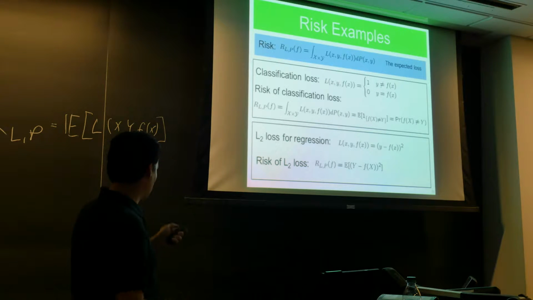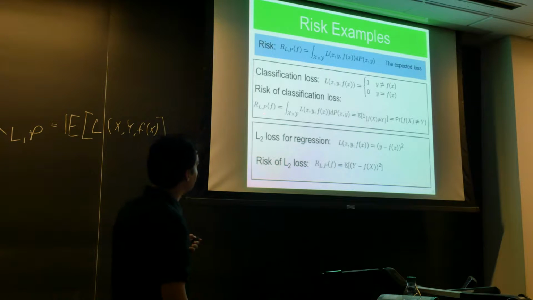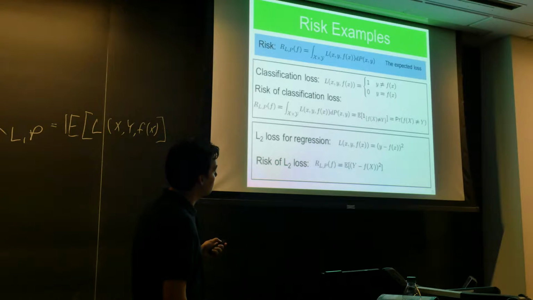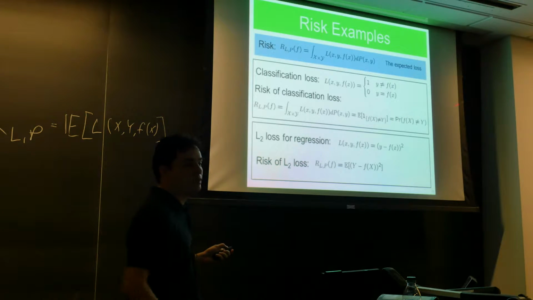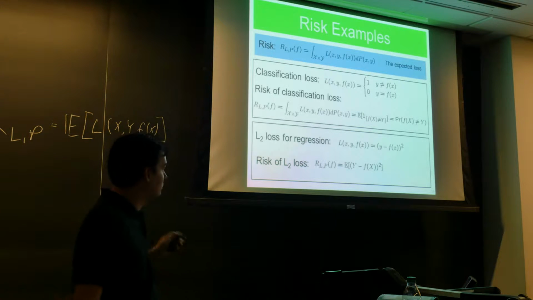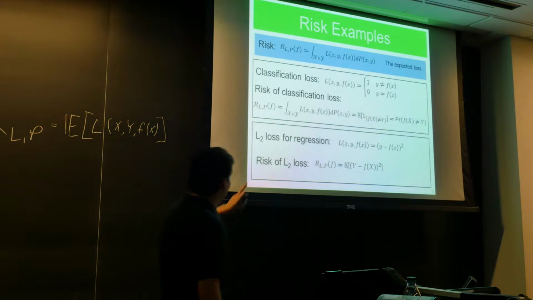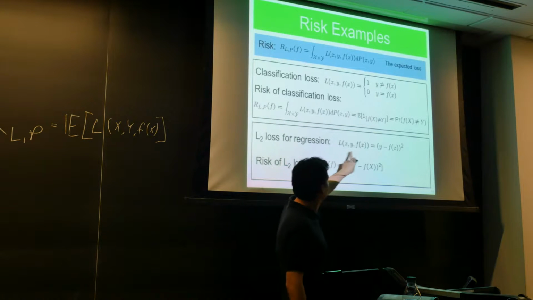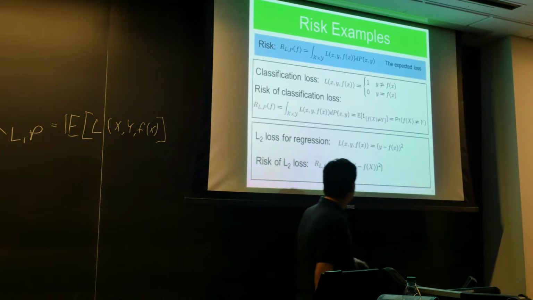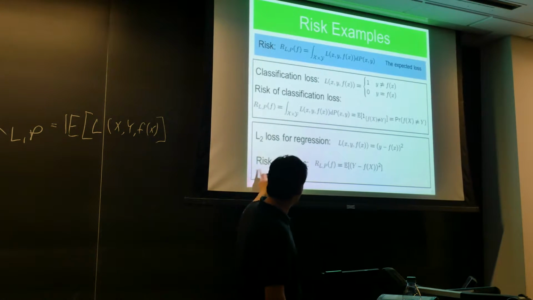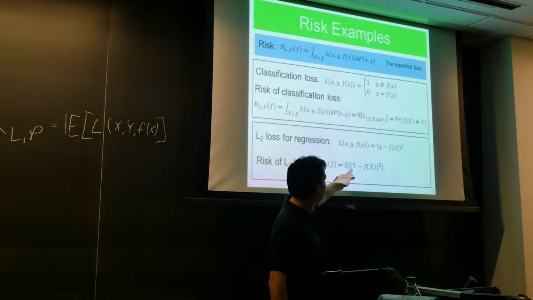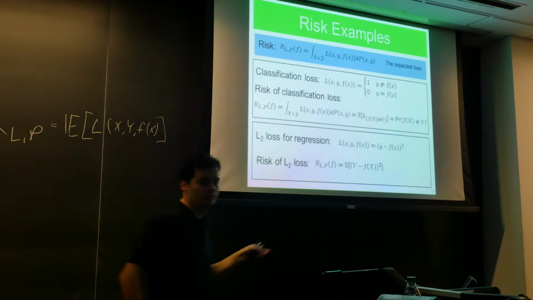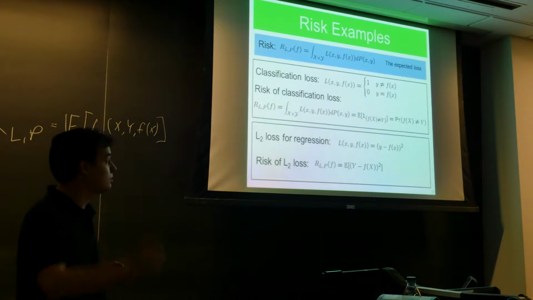All right, so this is the risk. The risk is the expected loss. If we use the classification loss in classification problems, then the risk will just become the expected value of this 0-1 loss, which will be the probability that f of x is not y. Okay. For L2 loss, which is defined by y minus f(x) squared, the risk of this L2 loss will be the expected value of (y minus f of x) squared for any given function f.